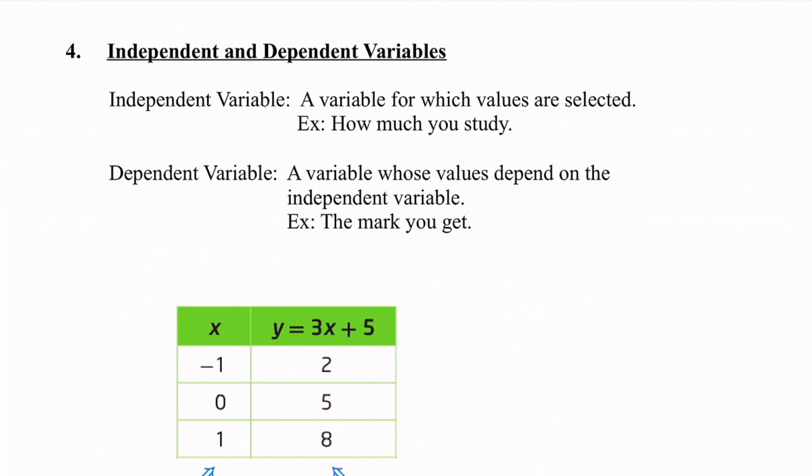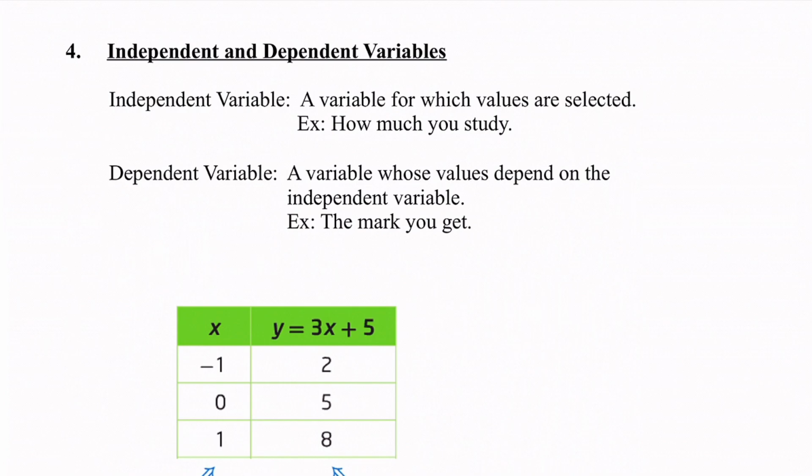Now, that might not always be the case, right? It just kind of depends. Maybe you're really good at math and you don't have to study much and you still get a good mark. But you could think of it in terms of a sport. Your independent variable could be how much you practice, and then your dependent variable would be, depending on how much you practiced, you might perform a lot better during a game.